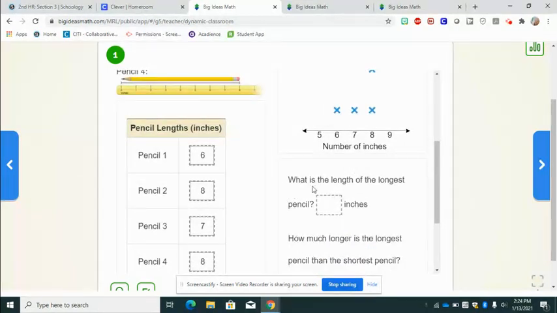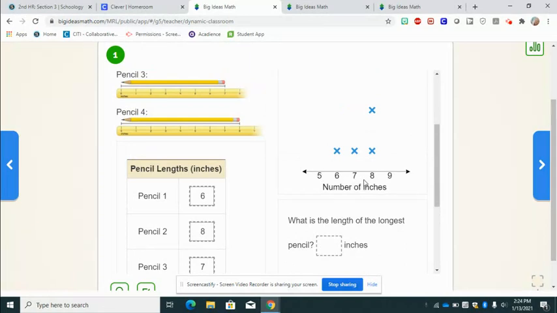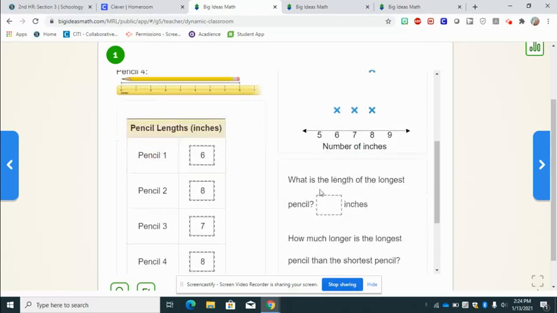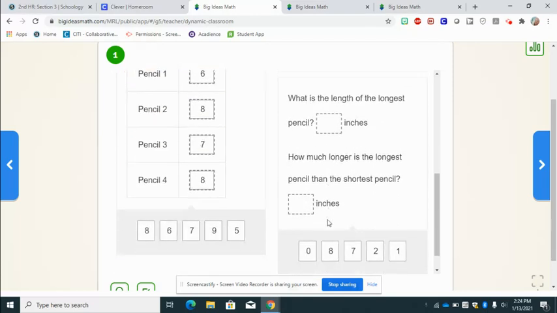Okay, the question says, what is the length of the longest pencil? So out of these numbers that has X's over it, which one is the longest? 6, 7, or 8? 8 is our longest one because it's the largest number. So we're going to put the number 8 right there.